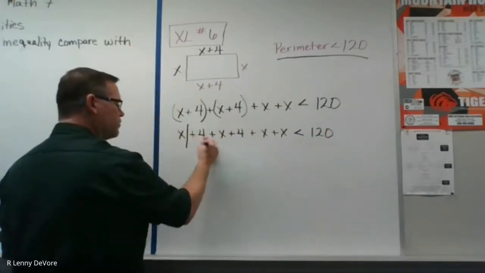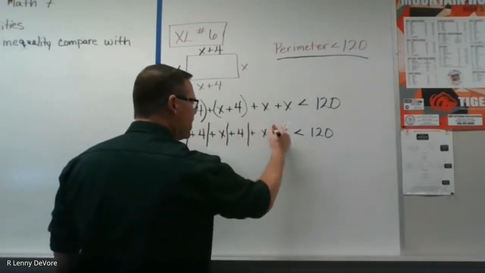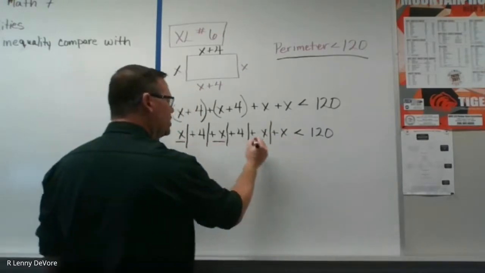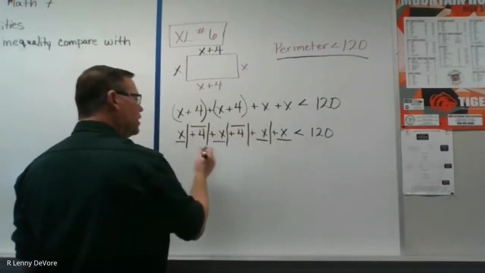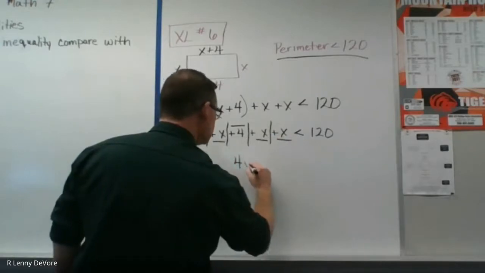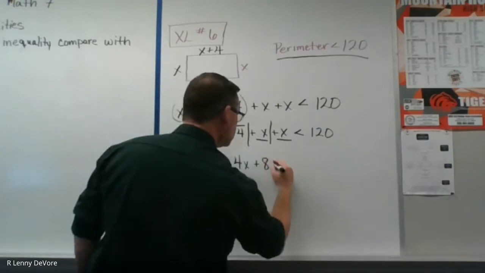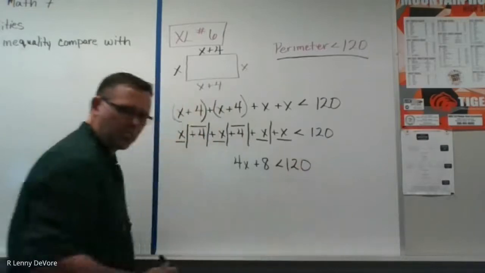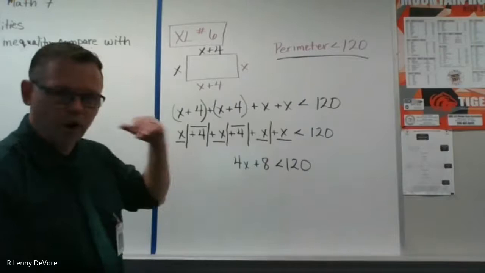Now I'm going to separate the terms. I've got an x, I've got a positive 4, I've got a positive x, I've got a positive 4, I've got a positive x, and I've got a positive x. Well, these x's can all be combined, and then these 4's can be combined. I have 1, 2, 3, 4 x's, that's 4 x's, right, plus 8 is less than 120.